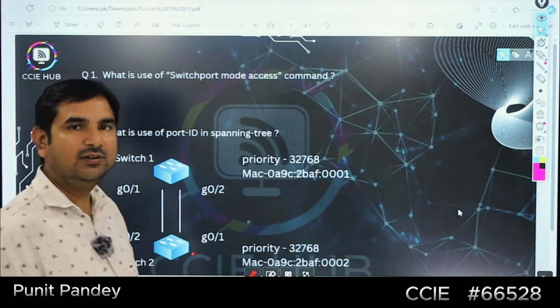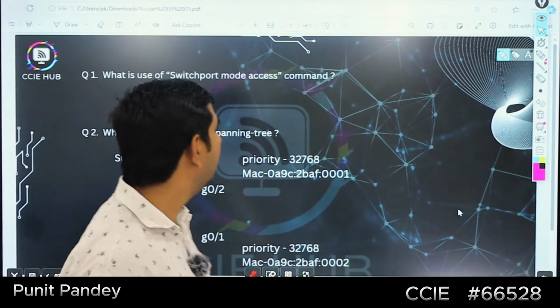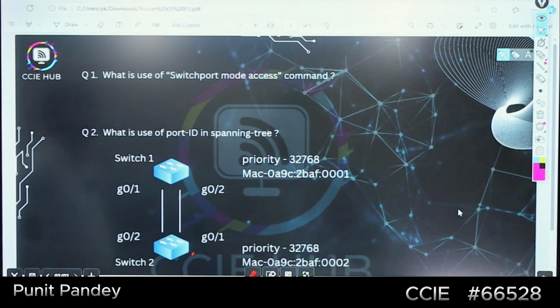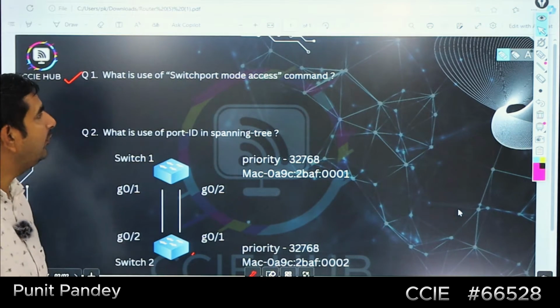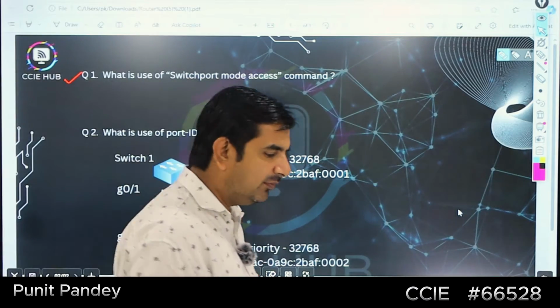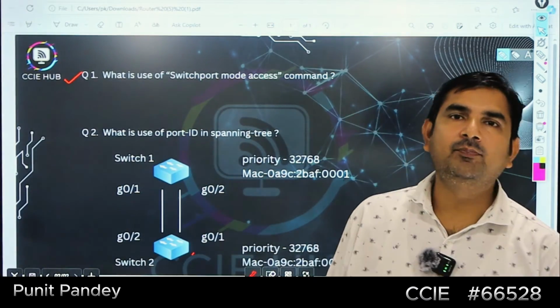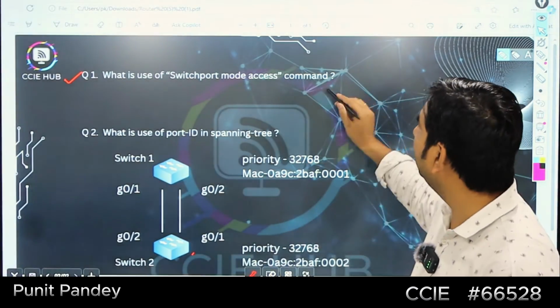Hello guys, welcome back. So now again today we have two different questions. The first question is very common: what is the use of the switch port mode access command? As you know, everyone is aware of it. If you are going to make a port an access port, then this command is required.